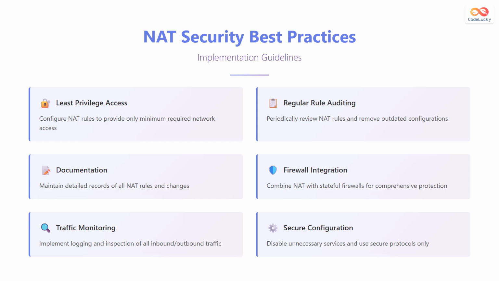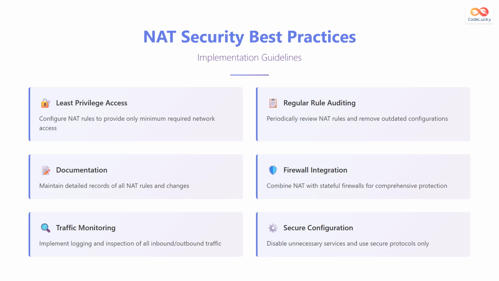To secure your NAT implementation, follow these best practices. First, apply least privilege access. Configure NAT rules to provide only the minimum network access required. Don't open more ports or connections than necessary. Second, conduct regular rule auditing. Periodically review all NAT rules and remove outdated configurations that are no longer needed. Third, maintain documentation. Keep detailed records of all NAT rules and changes for audit trails and troubleshooting.